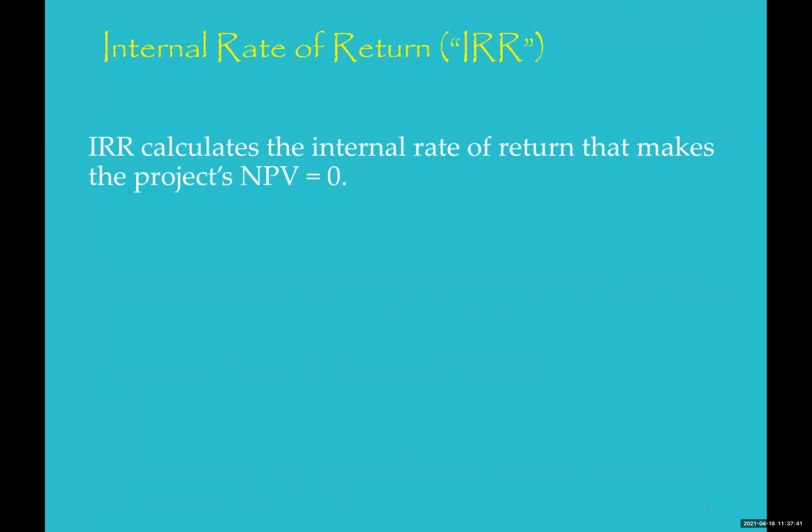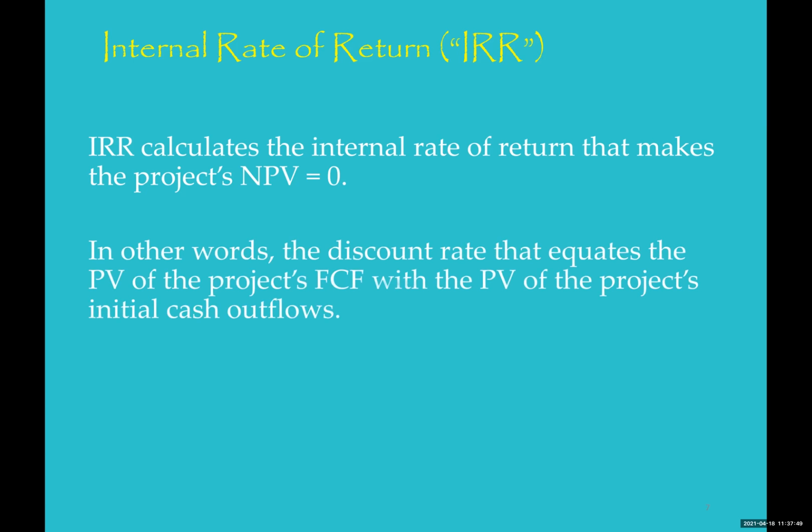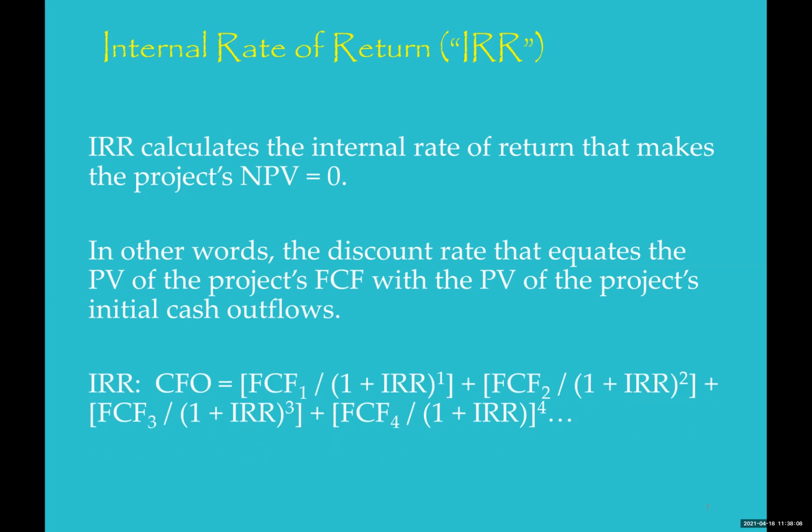All right, so now let's talk a little bit more about IRR. IRR calculates the internal rate of return that makes the project's NPV 0. Another way of saying that is IRR finds the discount rate that would cause the project's expected future free cash flows on a present value basis to equal the present value of the project's initial cash outflows. The IRR equation, which I'm showing here now, is quite a handful, but good news for you, you don't have to find the IRR manually. And in fact, I would not recommend doing that.